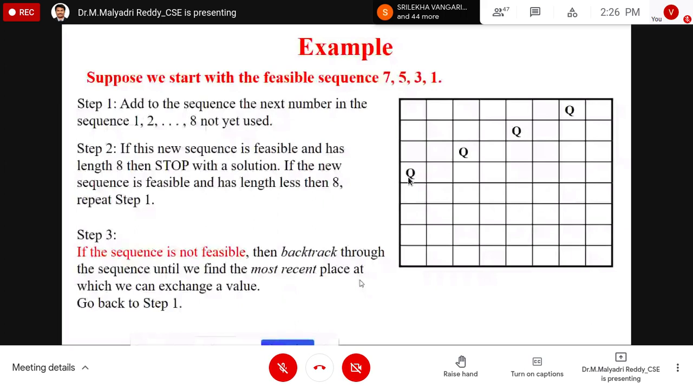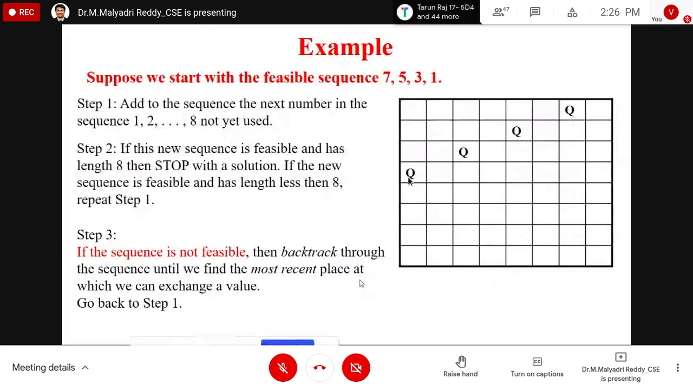Actually, the problem is, I have to place the 8 queens on the 8x8 chessboard. Yes, sir. So in this we need to check the conflict. That is, two queens can't be placed in the same row, same column, or same diagonal. Yes, sir.